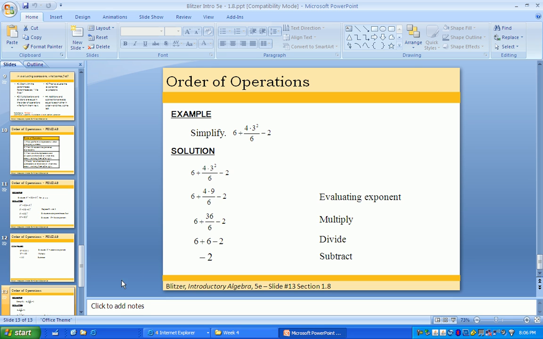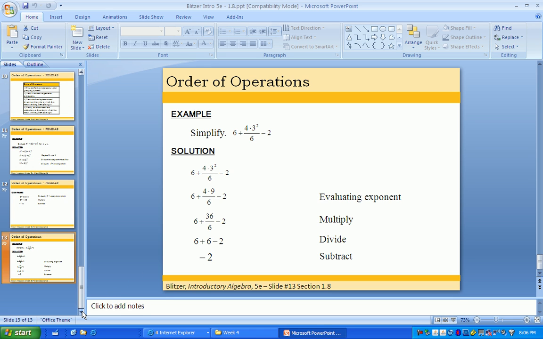Here's another example. This will be our last example, and then we'll do some homework problems. If they want us to simplify something like this, the first thing we look for is parentheses or grouping. There's none. The next thing we look for is exponents. The first exponent we see is 3 to the 2 power, 3 squared. And we know that 3 times 3, or 3 squared, is equal to 9. So now we have 6 plus 4 times 9 over 6 minus 2. Now we do the multiplication on the top. We get 6 plus 36 over 6 minus 2.